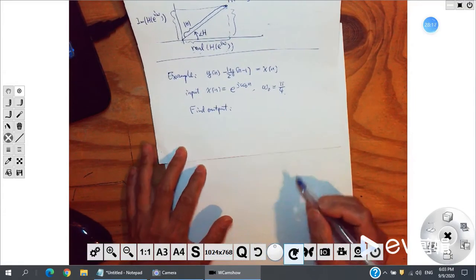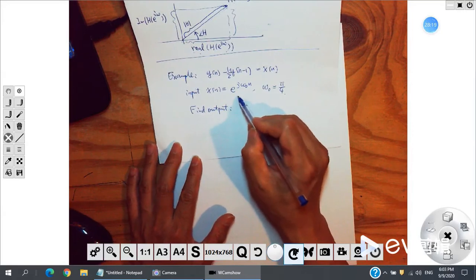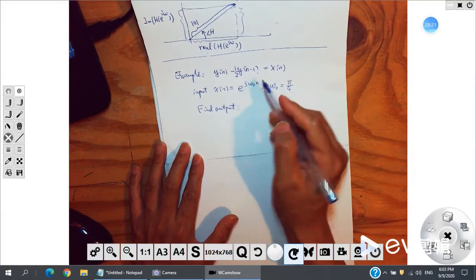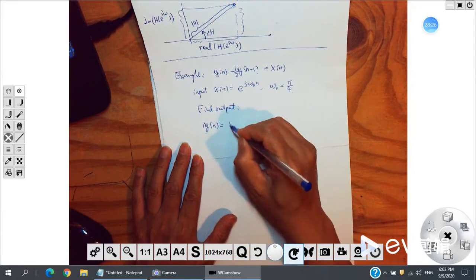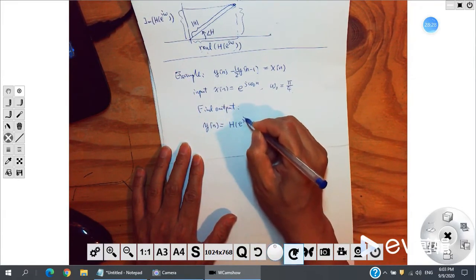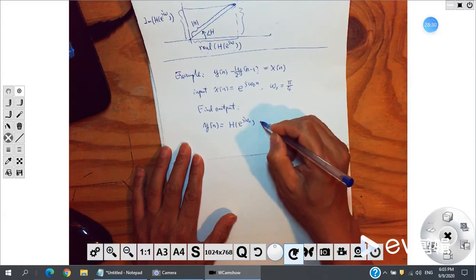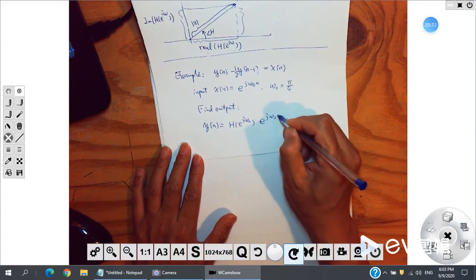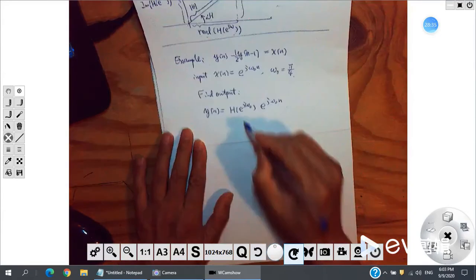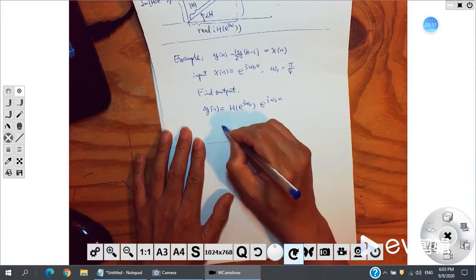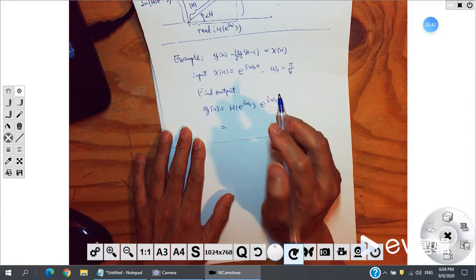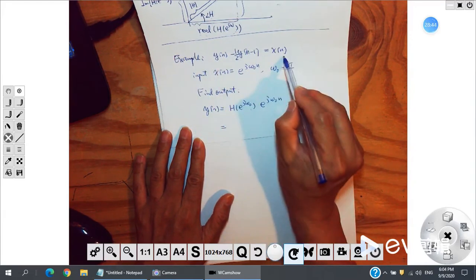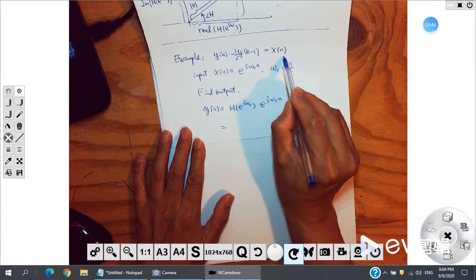Okay, because the input is a sinusoid with a unique frequency, we know the output must be H(e^{jω0}) times e^{jω0 n}. And what is this? This is the frequency response, right? Do you remember how to find the frequency response? You check the equation. You can write the frequency response directly from the system.